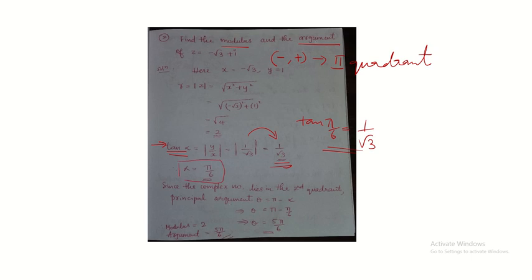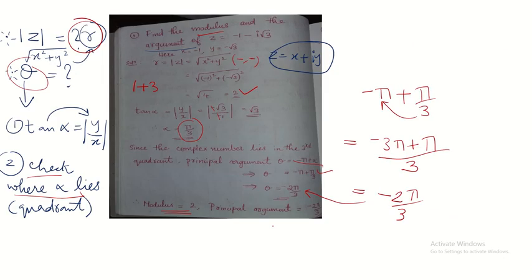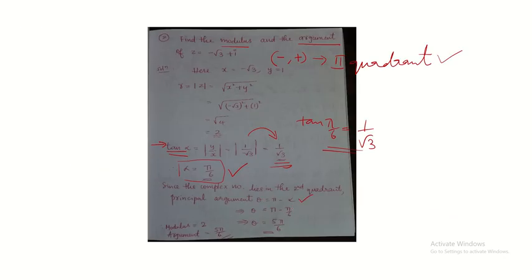Next you want the argument, right? The first step, I found alpha. Since the complex number lies in the second quadrant, I have already written it over here. What is the principal argument theta in the second quadrant? See here, in the second quadrant it is pi minus alpha. So theta is equal to pi minus alpha. Alpha you got as pi by 6. Now pi minus pi by 6.